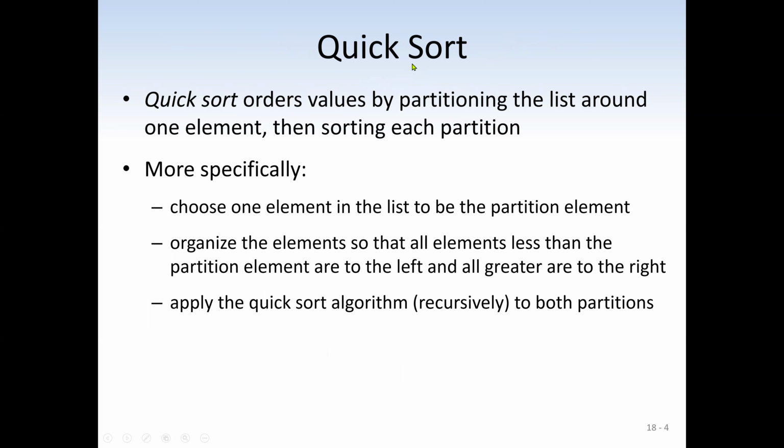So we start with the quicksort. Here we say the quicksort orders values by partitioning the list around one element, then sorting each partition. To be more specific, in the first step, we choose one element in the list to be the partition element. Next, we organize the elements so that all elements less than the partition element are to the left, and all greater are to the right.